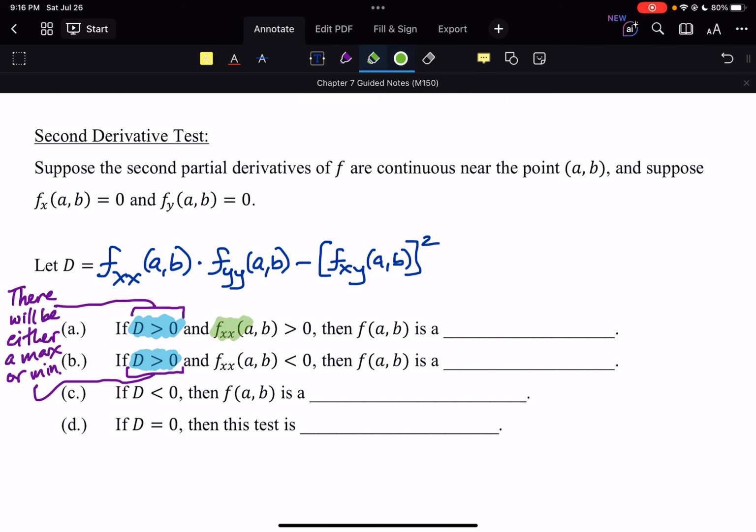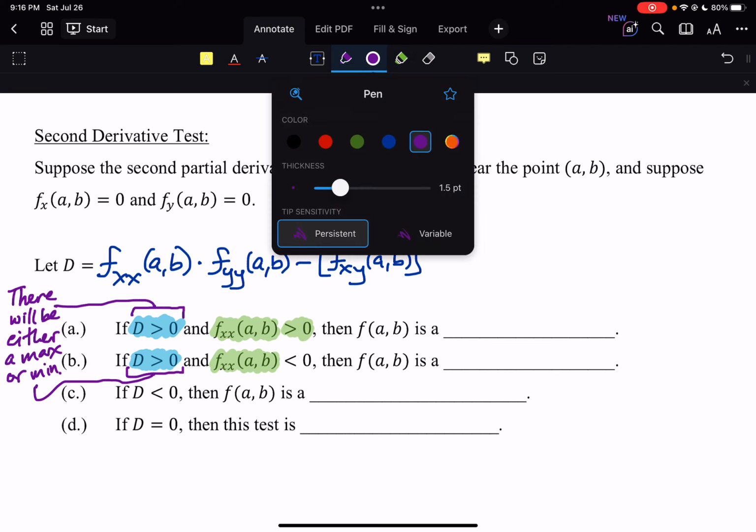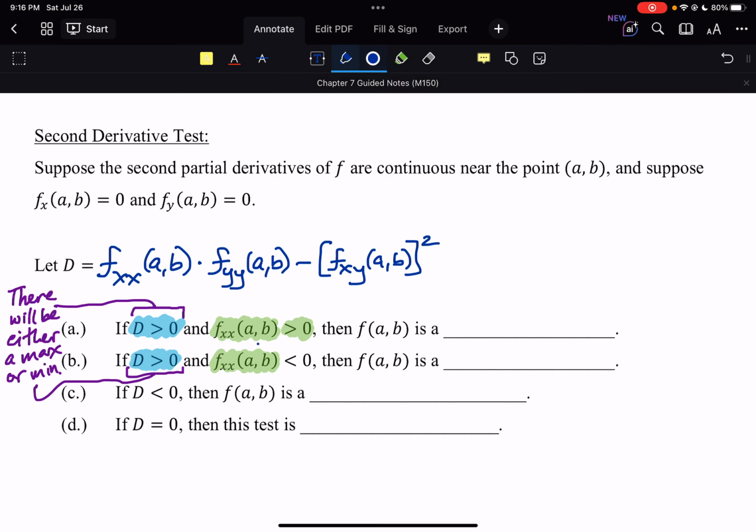So we're going to check f_xx. If f_xx is also positive, so D is positive and f_xx at the critical point is also positive, then this point is a relative minimum. If f_xx is negative, however, then our point is a relative maximum.